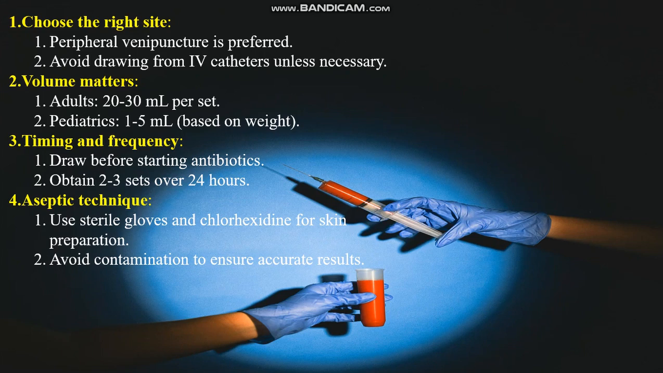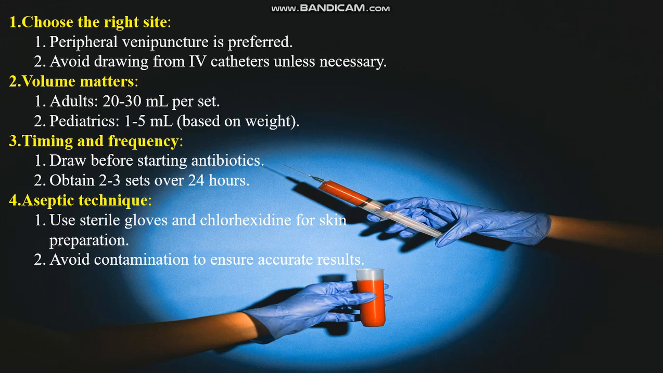In pediatric patients, the volume should be adjusted according to their weight, typically between 1 to 5 ml. Timing is another key factor. Always draw blood cultures before starting antibiotics, as this ensures you are capturing the true pathogen without interference from therapy. It is also important to collect 2 to 3 sets of blood cultures within a 24-hour period to improve diagnostic accuracy.